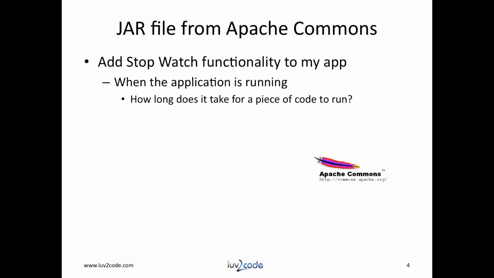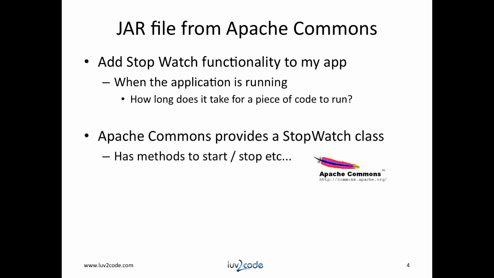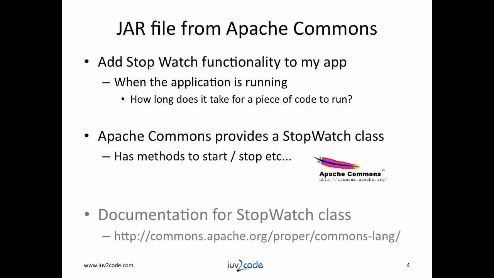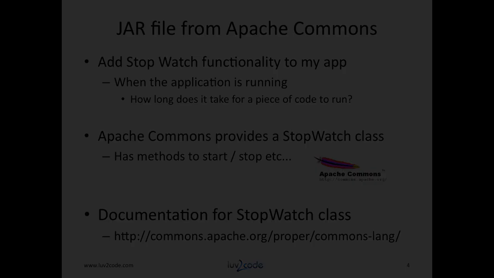In this example, I want to add stopwatch functionality to my application. When the application is running, I would like to find out how long a certain section of code takes to run. Apache Commons provides a stopwatch class. This class has methods to start and stop, and you can manage it via your code. The documentation for the stopwatch class is available here at Apache's website.